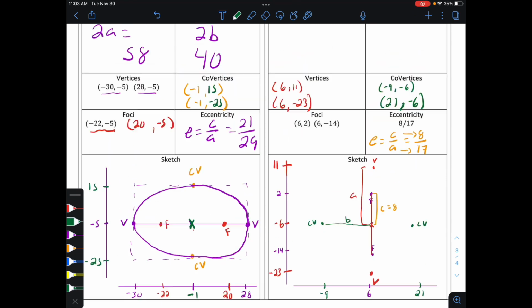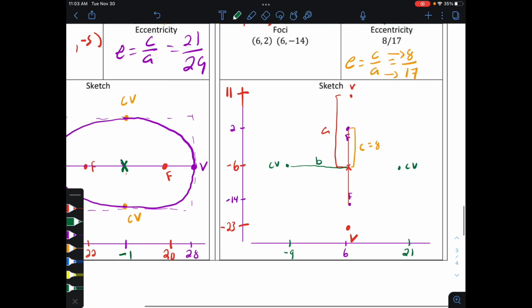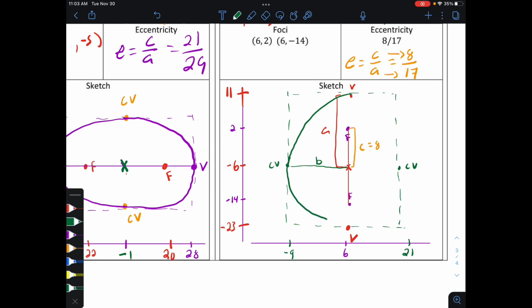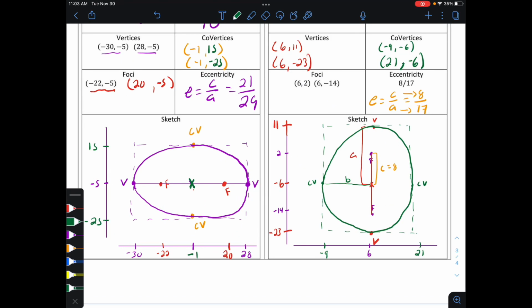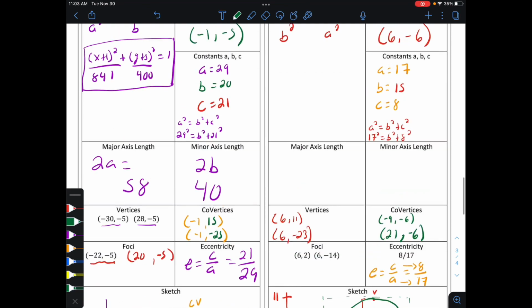Those are our co-vertices, and we can complete our sketch. Now I know none of this is drawn to scale, but it's still good practice for us, because if we had something actually drawn to scale, the way we would make somewhat of an accurate sketch is we draw this central rectangle, and the ellipse would be tangent to the box at our vertices. It's a pretty awful sketch here. All right, we complete finding the rest of the information.